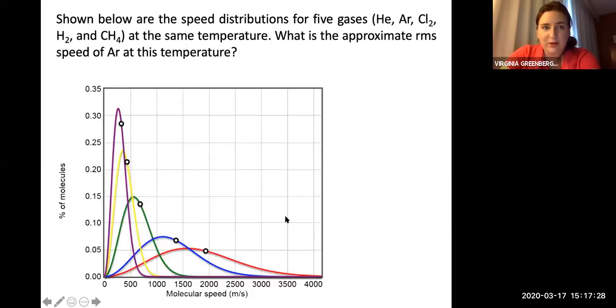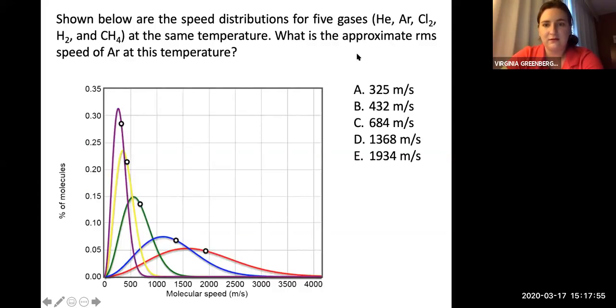So here we have a sample problem where we have 5 different gases with helium, argon, chlorine, hydrogen, and methane. And they want us to pick out the RMS speed for argon at this temperature. Okay. So in this case, they all have the same kinetic energy because they all have the same temperature. And what we're looking at is just different masses. Okay, so here we have our options for the potential RMS speeds.